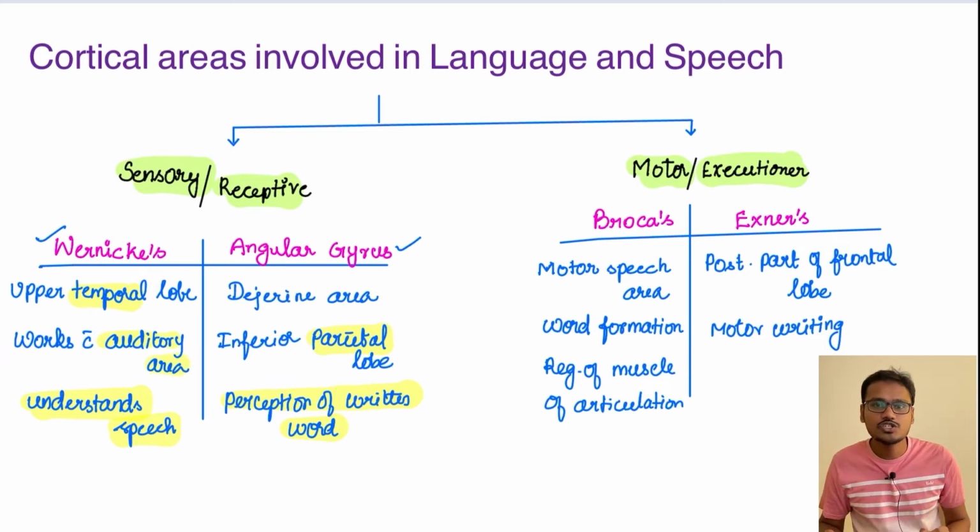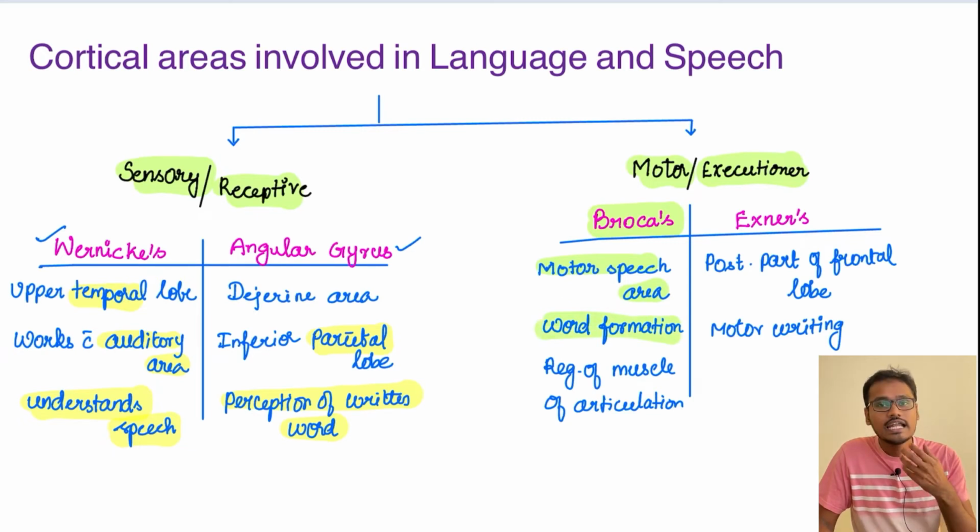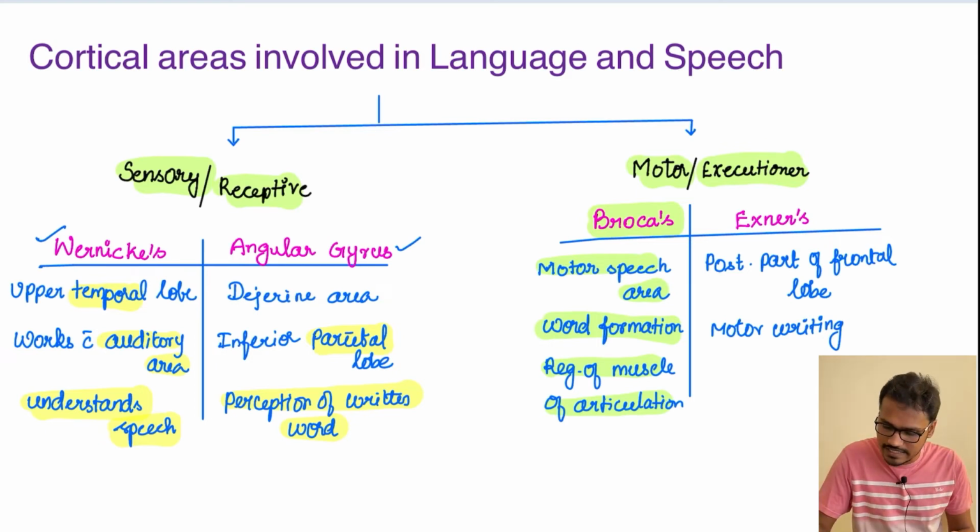Now coming to the execution part. I have to talk back, that is the verbal form. Another thing is I have to write back, that is the written format. For talking back, the most important area is Broca's area. That's why this area is also called the motor speech area, and it is important for word formation and articulation of the muscles. So it is helpful in articulation also. For writing, for example, you study something or you hear something and you write it, Broca's alone is not sufficient. We need help of another area, which is nothing but Exner's area. So it is involved in motor writing.